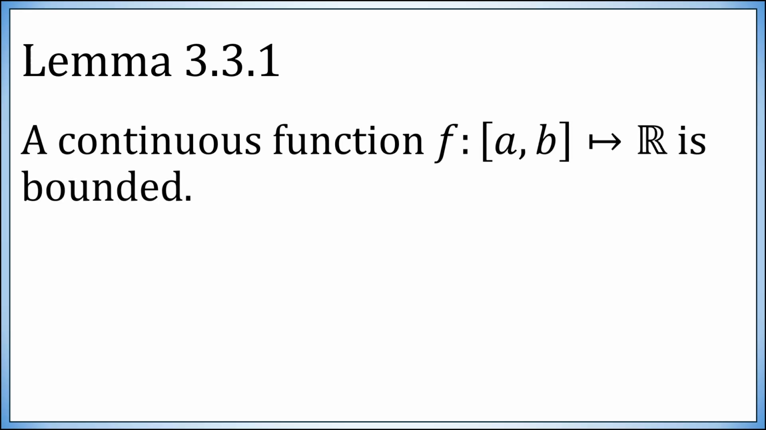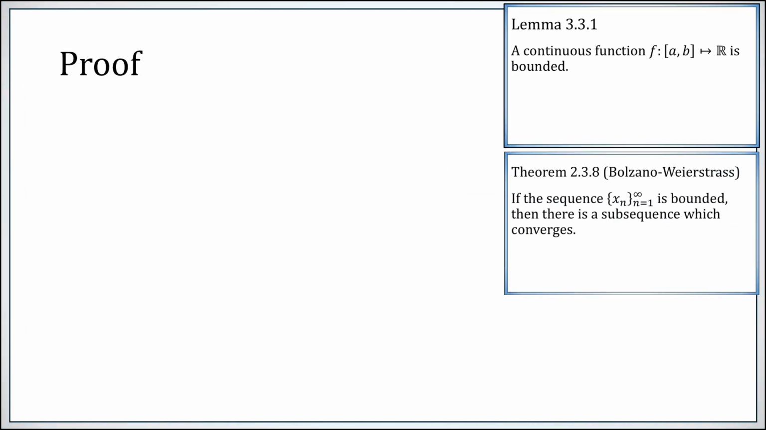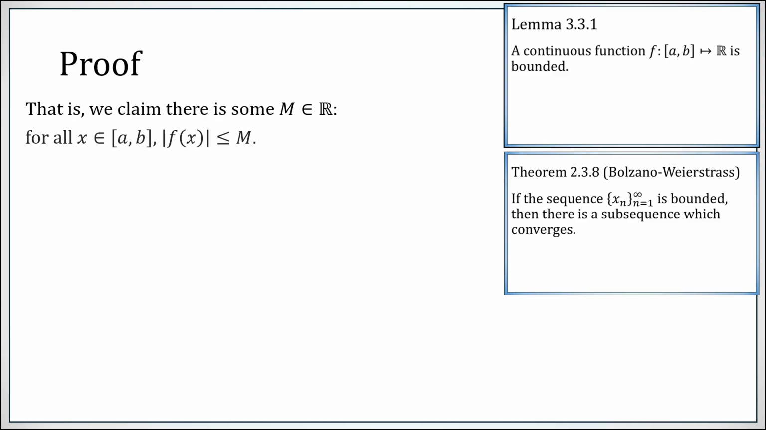encounter. So we begin with the following lemma: a continuous function mapping specifically an interval of the form a to b, including both endpoints, to the reals is bounded. The proof will cite the Bolzano-Weierstrass theorem. What we're going to establish is that the range in absolute value is bounded above. This shows that the range is bounded.